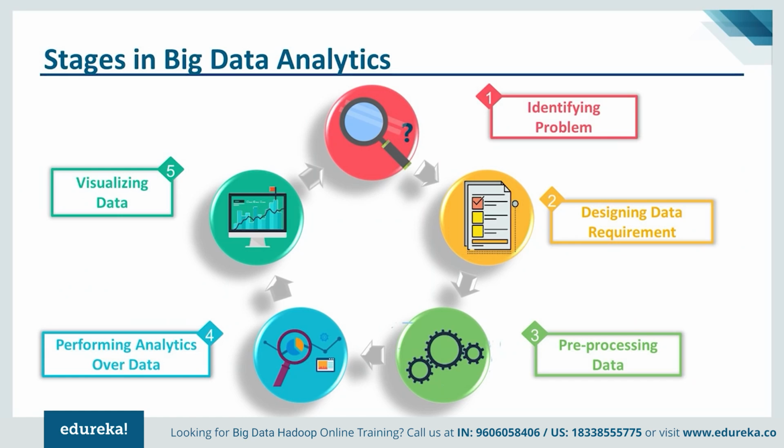These are the different stages involved in this entire procedure. The first stage is identifying the problem. What is the problem that we need to solve? This is the most important step, of course, and this is the first step of the process. The second step is to design our data requirements. Of course, after identifying the problem, we need to decide what kind of data is required for analyzing this particular problem. The third step is pre-processing.